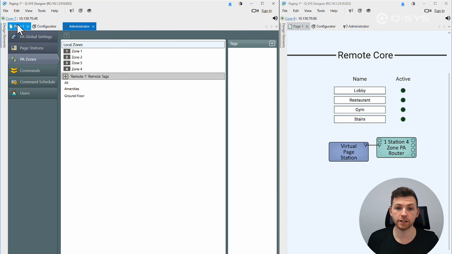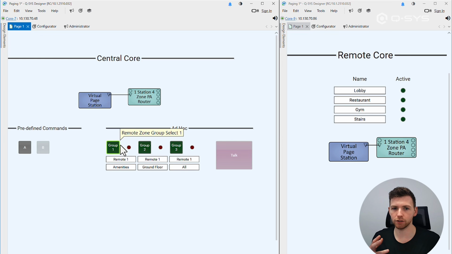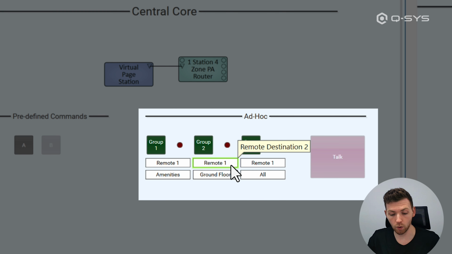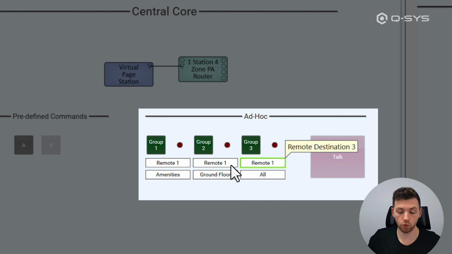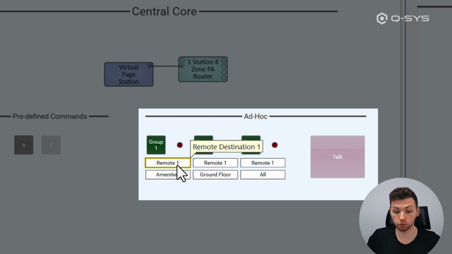So what do we have in 10.1? Well, now what we can do is we can go into our page station and we can add remote group zones. And this just means that the actual person using the paging system can have the flexibility to page where they want. So for example, Remote 1, that's the name of this remote core. This is actually a drop down. So if I had lots of remote cores, I could choose which one.